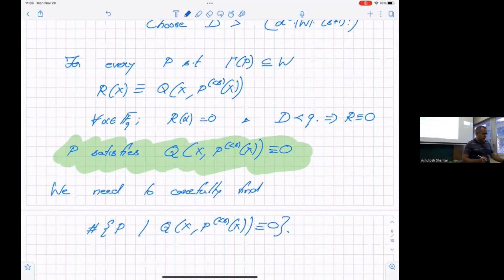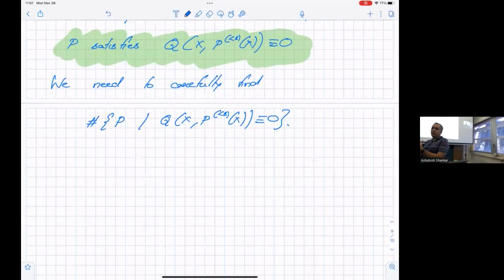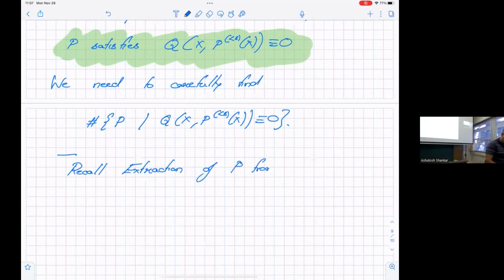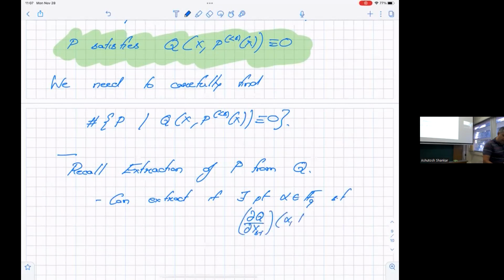Okay, let's stare at this problem. What did we need to do this? We needed the starting point, we needed to guess. So recall the extraction step. I might take 5 minutes, but I'll finish the topic. Recall extraction of P from Q. We know that we can extract if there exists a point alpha in FQ such that dou Q by dou S minus 1 at alpha, P less than S of alpha, is not equal to 0. If this was true, we could have explained.